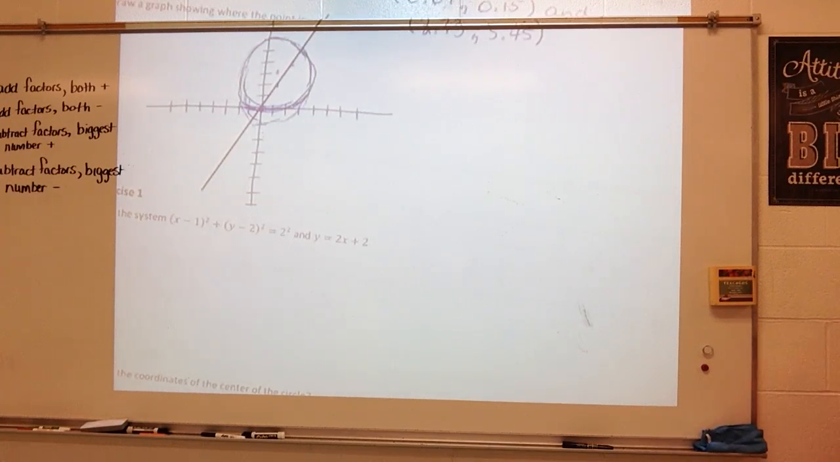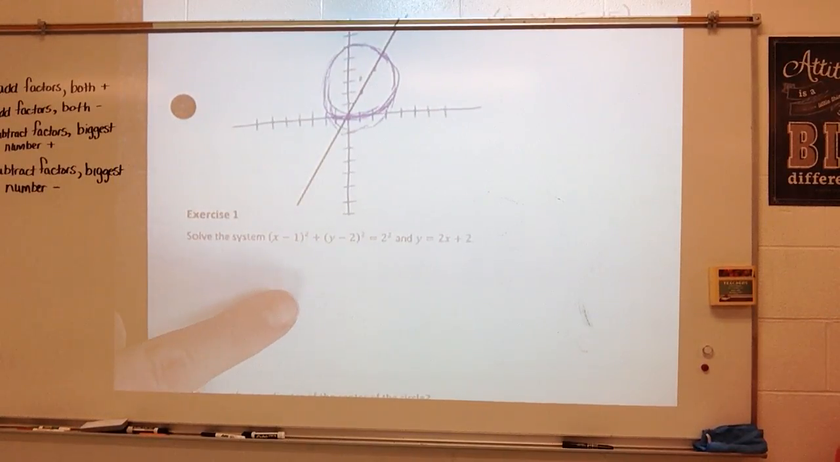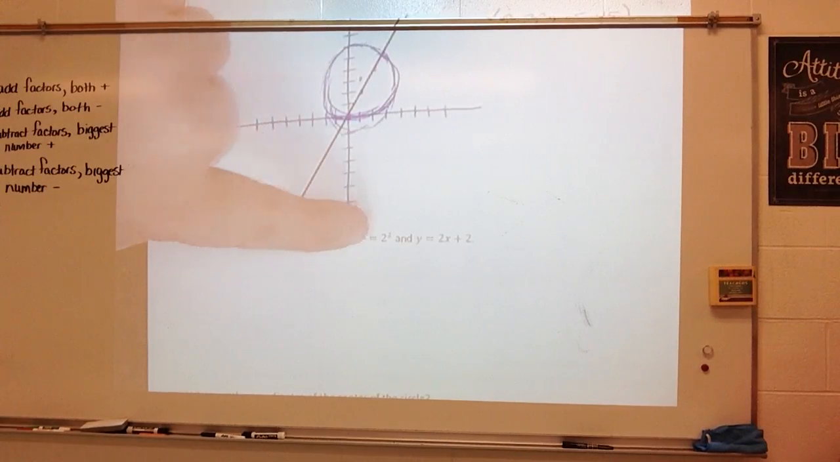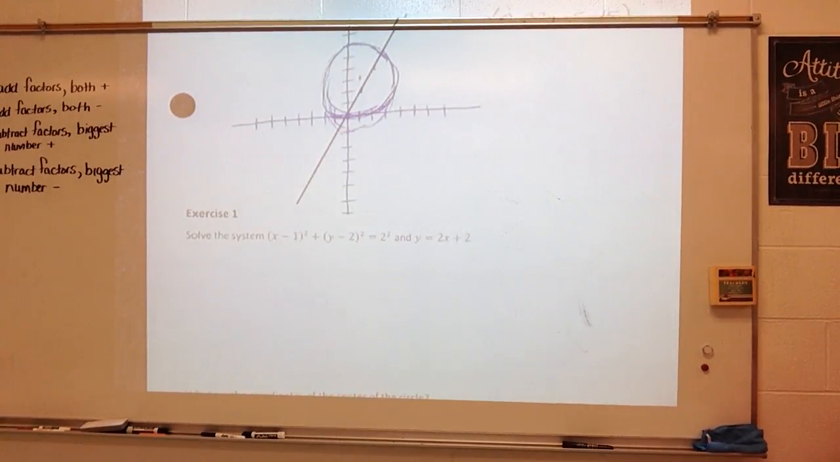Solve the system (x - 1) squared plus (y - 2) squared is equal to 2 squared, and y is equal to 2x plus 2. Okay, once again, guys, you know this is a circle because of the way it is set up. Alright, this is the equation of a circle, this is the equation of a line. Alright, so we'll go ahead and see what we can do here.